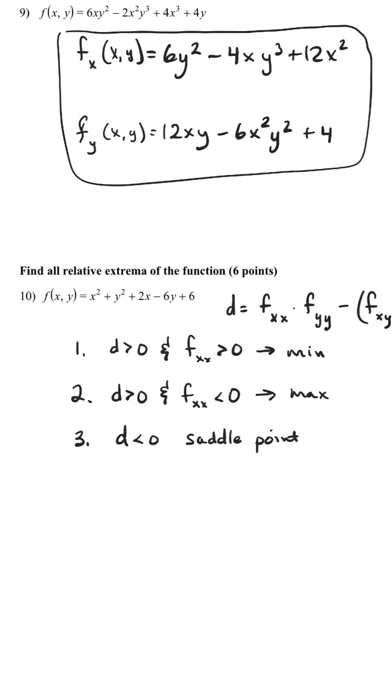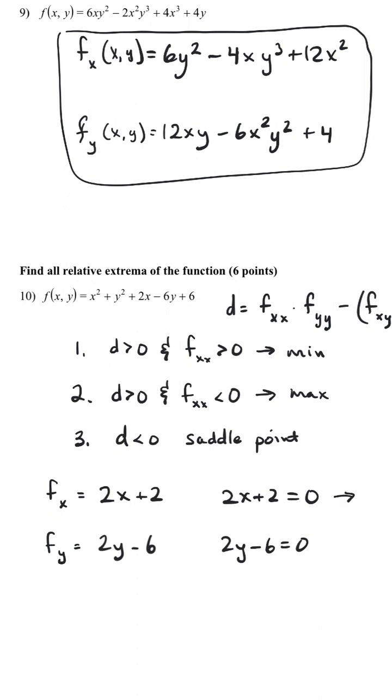So we need to find the first partial derivatives, both of them. With respect to x, we're going to have 2x, that's going to be 0, plus 2, that's going to be 0, and that's going to be 0. So it's 2x plus 2. For y, that's going to be 0. That's going to be 2y. That's going to be 0. That's going to be minus 6. And that's going to be 0. So it's 2y minus 6. Now we have to set those equal to 0 to find a critical point.